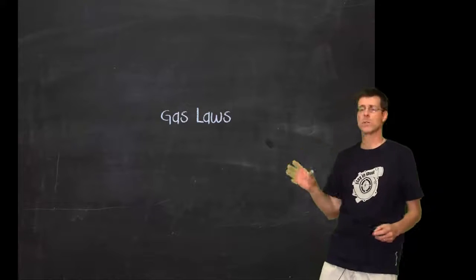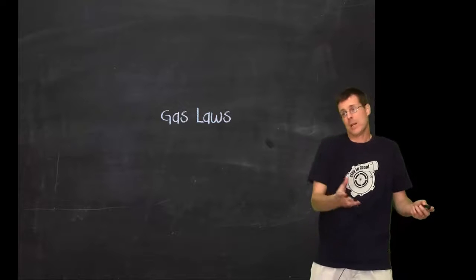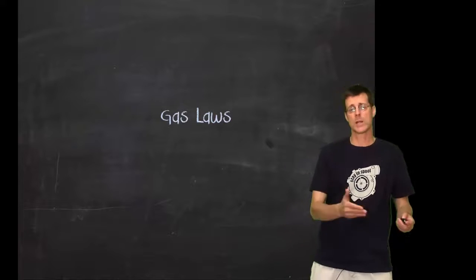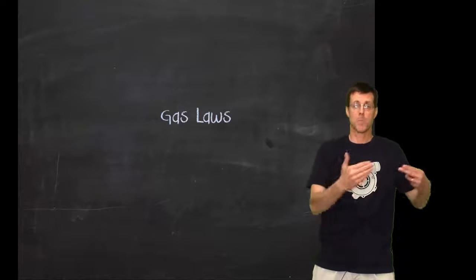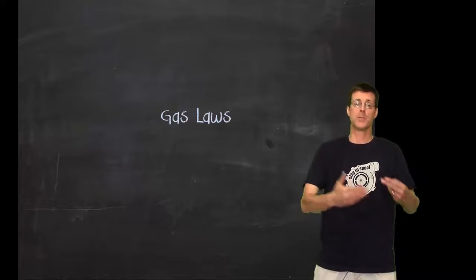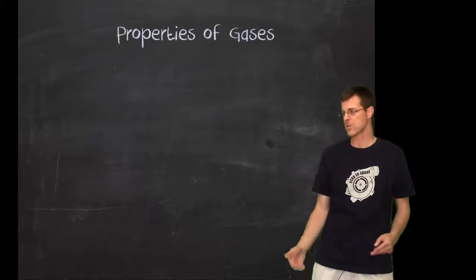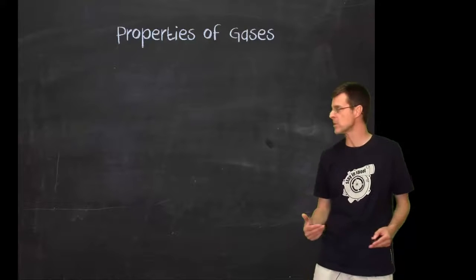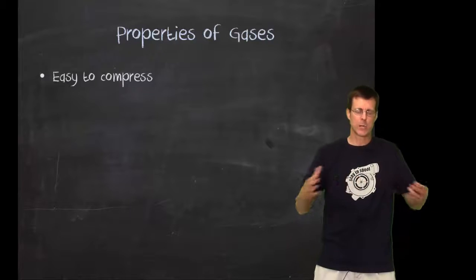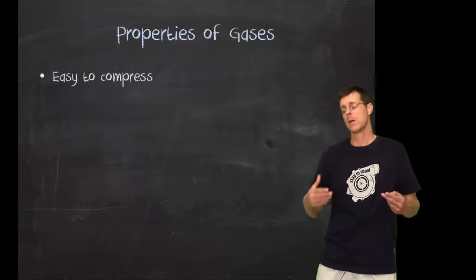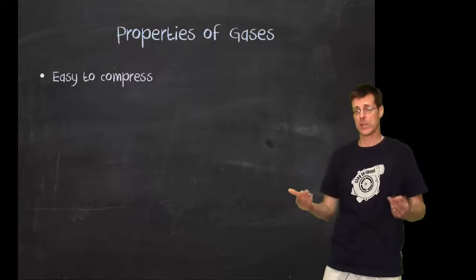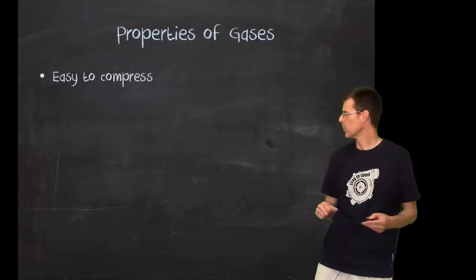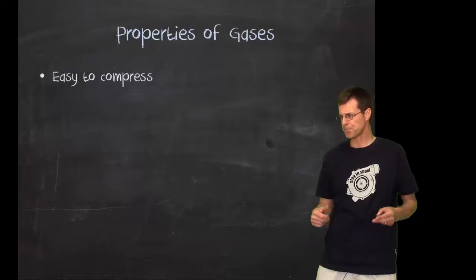But we first want to look at some properties of gases that are consistent from one gas to the next, that allow us to come up with mathematical expressions that describe the properties and the behaviors of gases. So let's take a quick look at some of those properties. Now, some of these properties are very easy to recognize and easy to understand, and we've seen them a lot of times because gases are part of our everyday life.